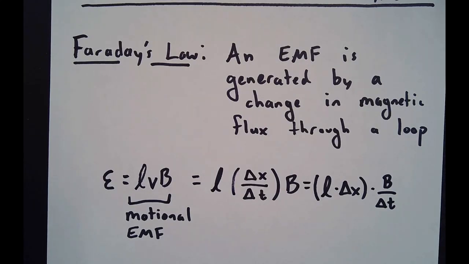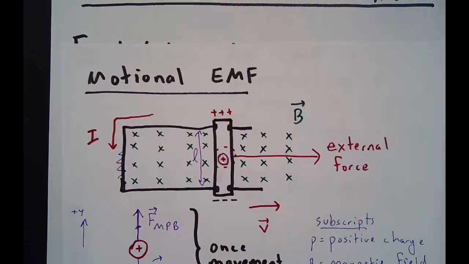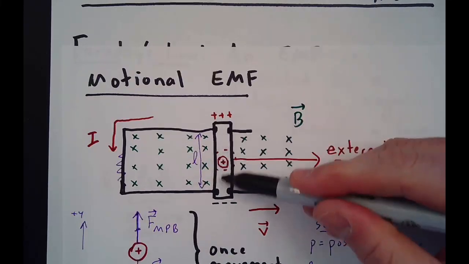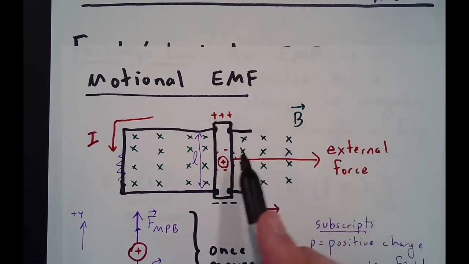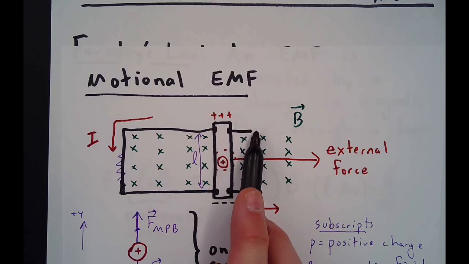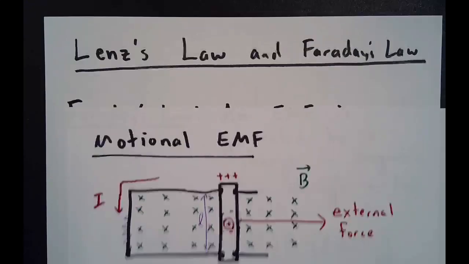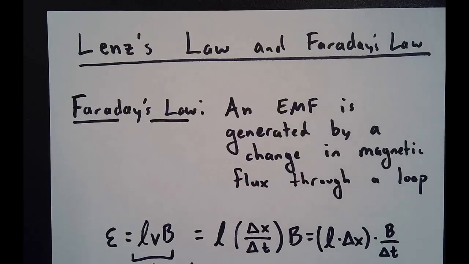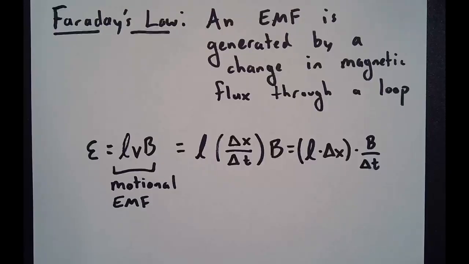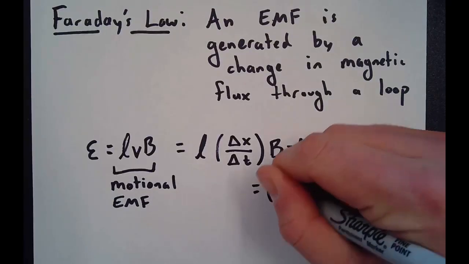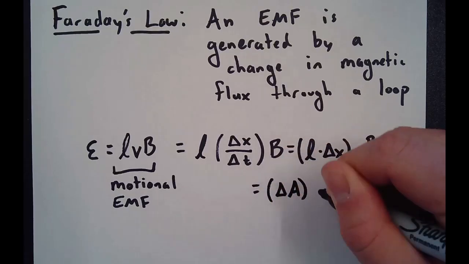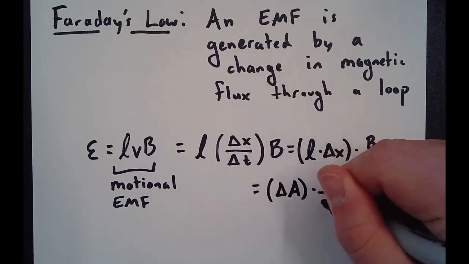If we go back to our picture, and remind ourselves that L is this height, and delta x will be how much distance we go to the right. What is L times delta x going to give us? The area. Specifically, not the total area of the loop, but how much extra area we've added in. So I'm going to call it a change in A rather than just A. So that's equal to the change in area times B over delta t.